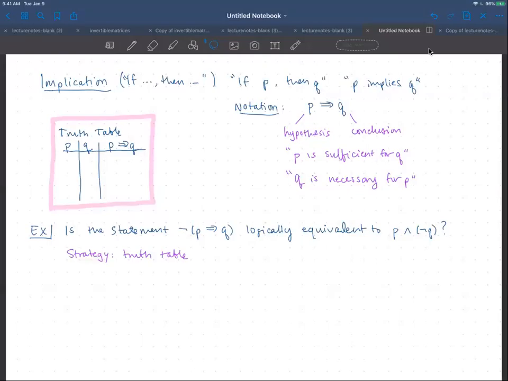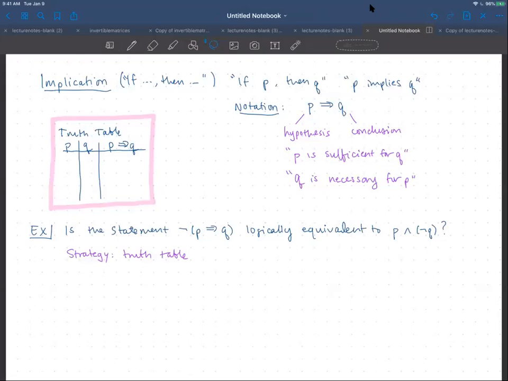All right, so we've been talking about implication, and I want to review a little bit about what we talked about in class. Implication is a statement of the form if-then, or P implies Q. Our notation is this double-stemmed arrow. We call P the hypothesis and Q the conclusion of this implication. And there's also a couple other ways to talk about this implication. We could say P is sufficient for Q, or Q is necessary for P.